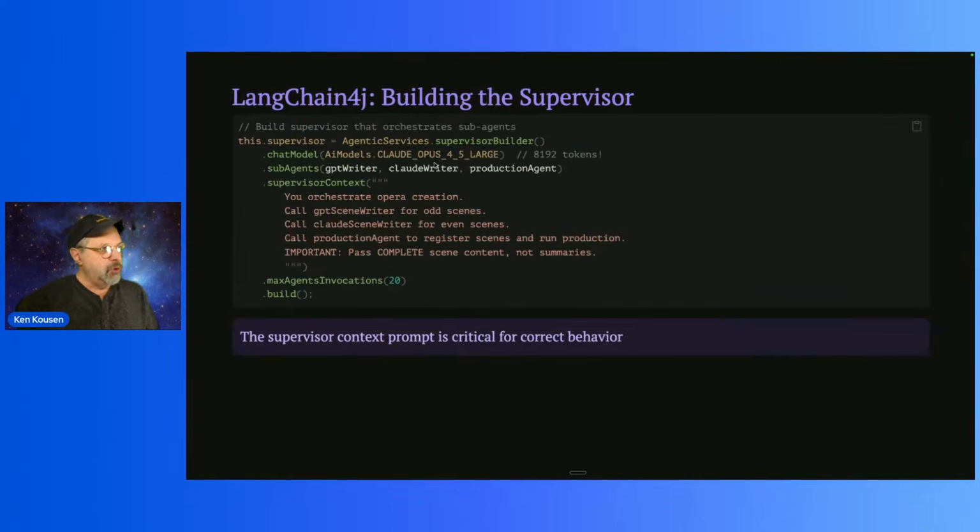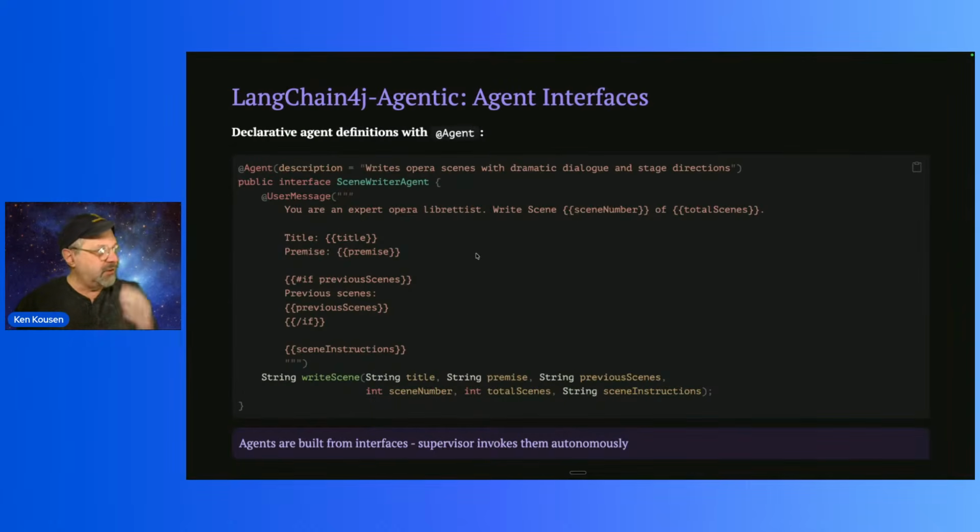And then the supervisor agent, which is the one that coordinates all the others, you specify which model you're using here. And I had to increase the token size because some of these things were getting big. See how it lists all 3 sub-agents inside and says, okay, you orchestrate the opera creation, call these correctly. And I put in a max because I didn't want to wind up in an infinite loop. And this is where, when I tried to automate everything, things started to go badly wrong until I kept correcting it.